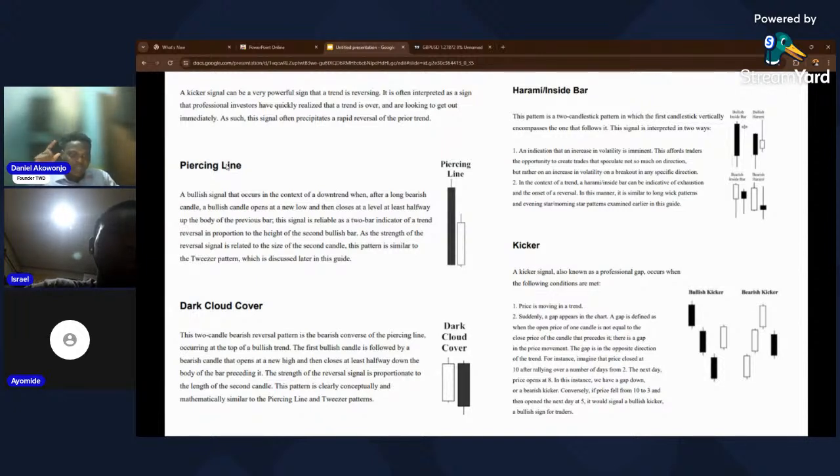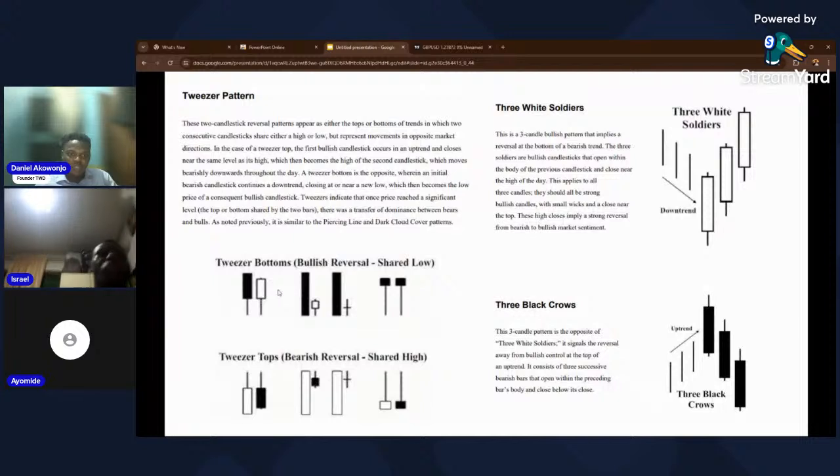This pattern is similar to the tweezer pattern, which is discussed later, as I've said. You can see this candlestick here, and you can see the next candlestick that came in halfway up this particular candlestick. It didn't get to this point. So it definitely signifies that some of them have the same lows, as we talked about in tweezer. They have the same lows, same lows.